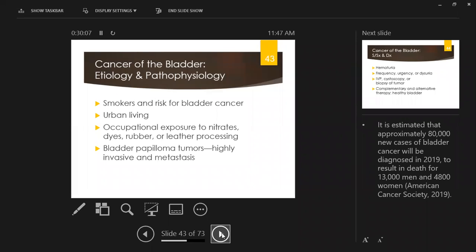Cancer of the bladder. Smokers are at high risk for bladder cancer. So just know that smoking is a huge risk factor for bladder cancer. Also, urban living, occupational exposure to nitrates, dyes, rubber, or leather processing, all of those toxins and pathogens, right? And then bladder papilloma tumors can also develop. These are highly invasive and they metastasize very quickly. It's estimated that approximately 80,000 new cases of bladder cancer will be diagnosed in 2019. It will result in death for 13,000 men and 4,800 women.